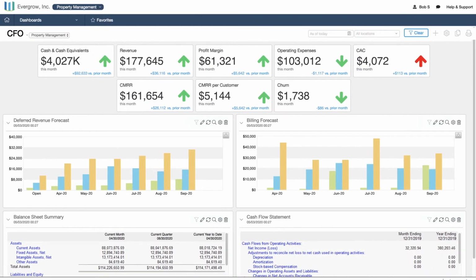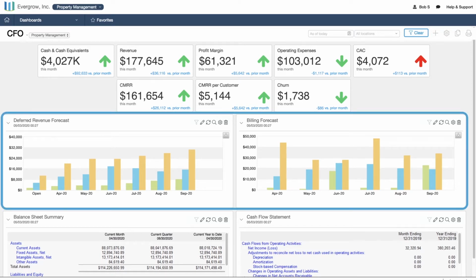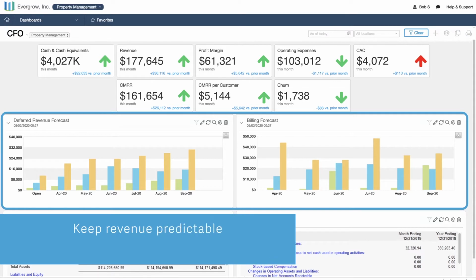Jumping over to the property management office, we see less focus on individual deals and more on monthly billing. The automated processes behind the billing and revenue forecasts, like scheduled billing and automated revenue recognition, keep revenue predictable, and more importantly, they keep the company GAAP compliant.